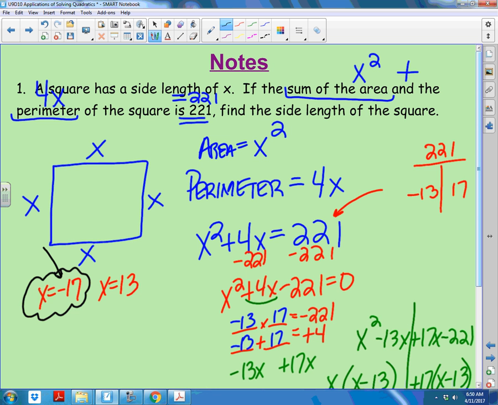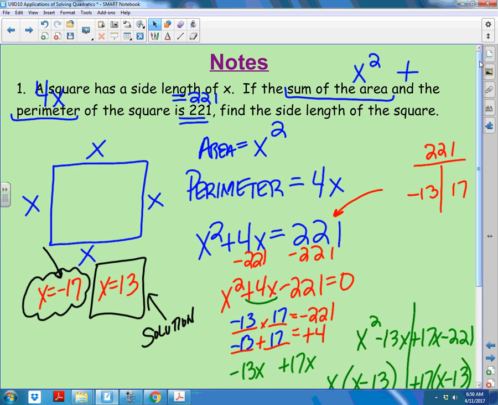Therefore, x equals 13 is the only true solution to this particular word problem. I'll repeat again. They love geometry, mixing it into algebra during quadratics, because they're hoping that you pick either negative 17 or, worse yet, positive 17 as a solution.